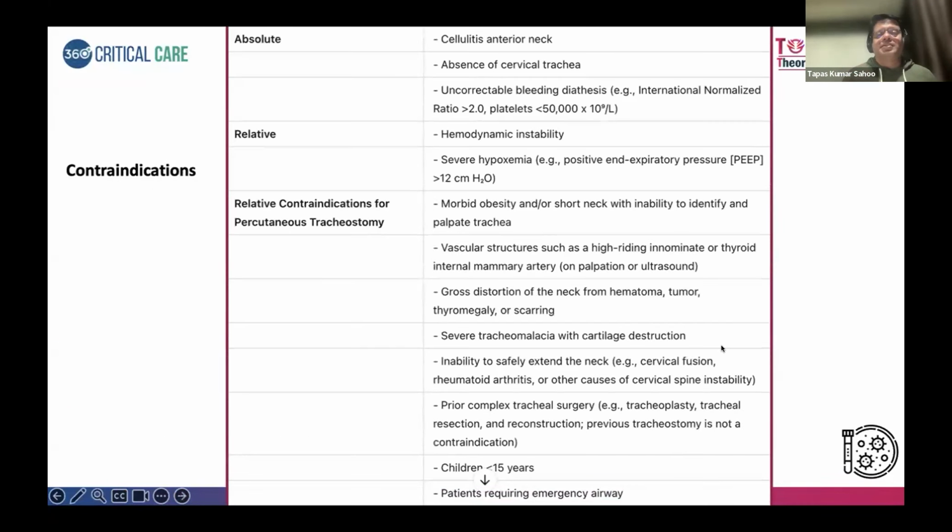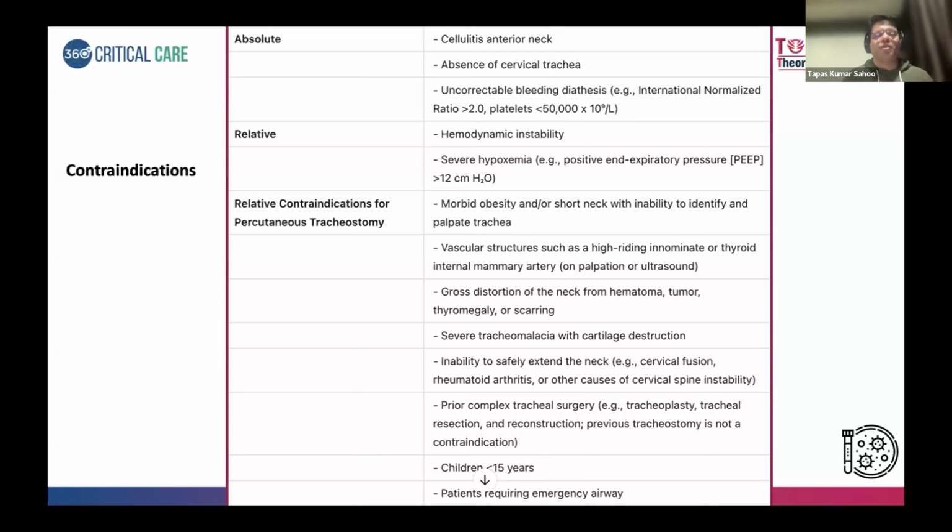Now coming to the contraindications, again absolute and relative. Now the absolute contraindication, when there is no cervical trachea itself, how will you go for tracheostomy? Then uncorrectable bleeding diathesis, when you are getting a very high INR with low platelet count, and you are expecting torrential bleeding during the procedure. Now, relative contraindication will be hemodynamic instability. Patient is requiring very high FiO2 and PEEP more than 12 or so. Severe hypoxemia. So you cannot do the procedure within maybe 1 minute, 2 minutes. And there would be many relative contraindications for percutaneous tracheostomy.